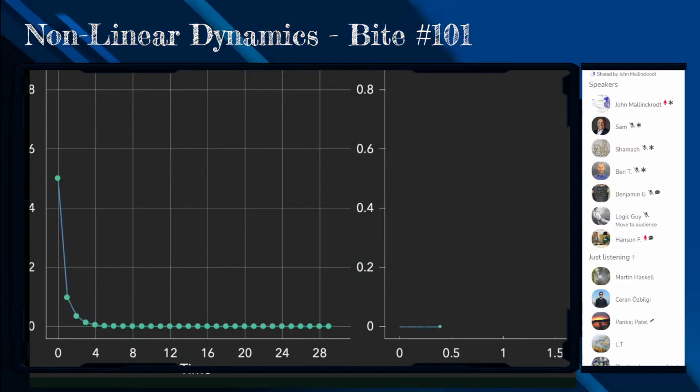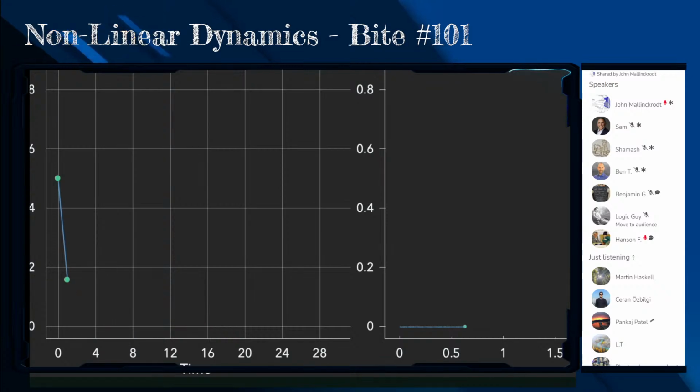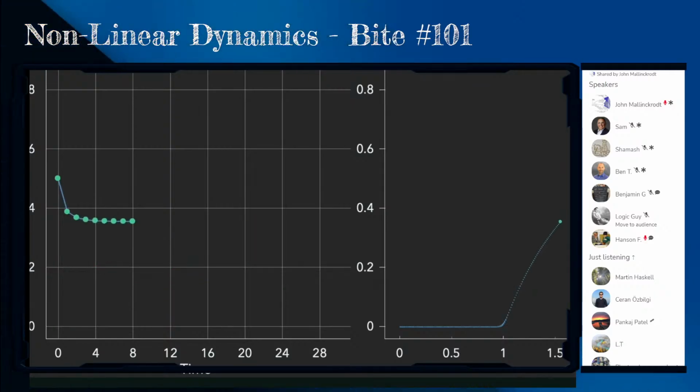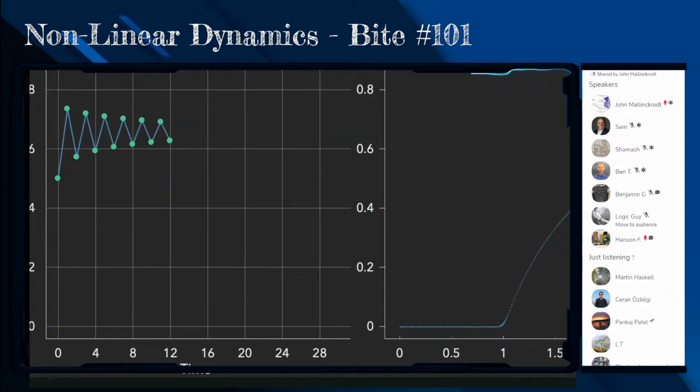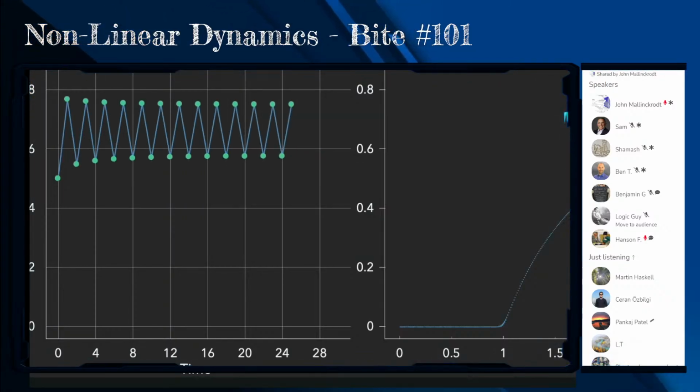Okay, for low values of R, we see the populations always go extinct, so the equilibrium value is 0. But once R hits 1, the population stabilizes onto a constant value. And the higher R is, the higher the equilibrium population. So far, so good. But now comes the weird part. Once R passes 3, the graph splits in 2.